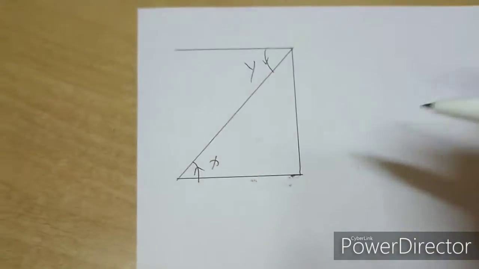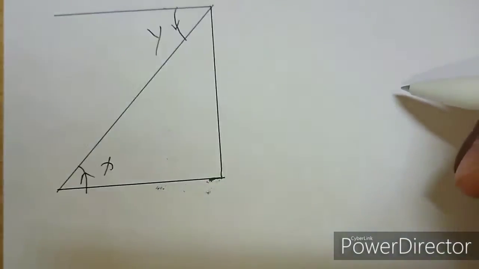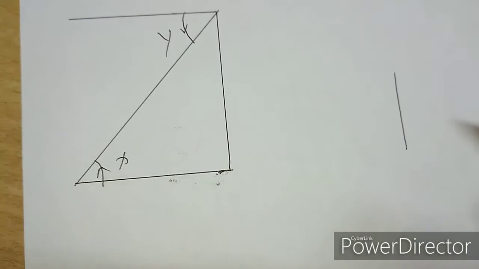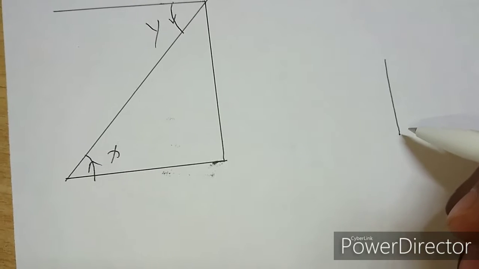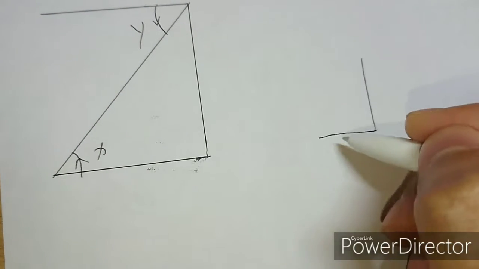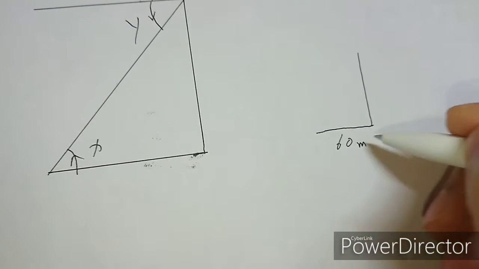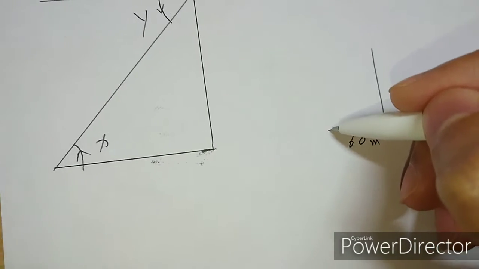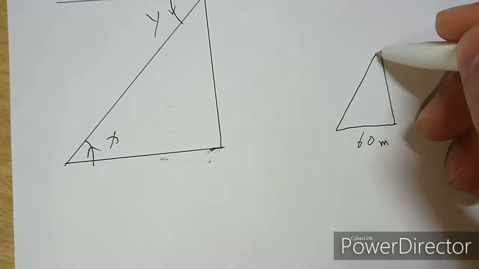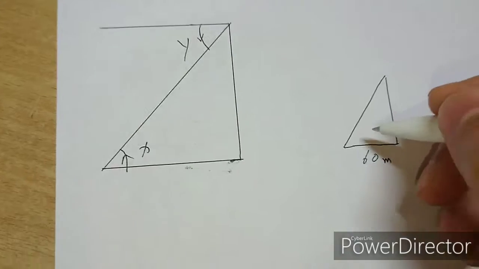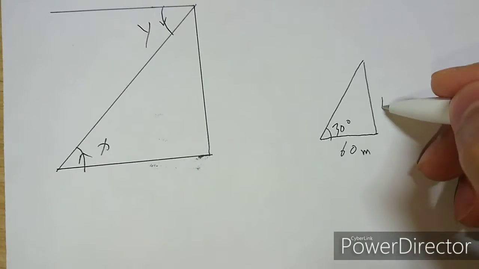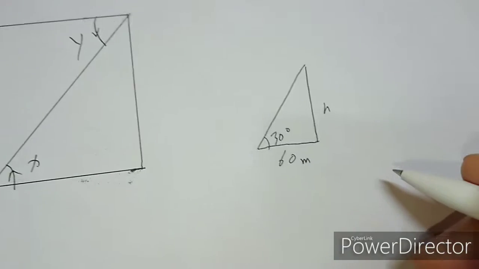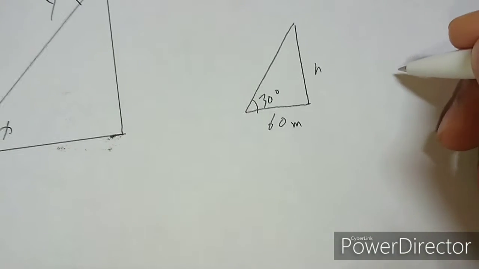Okay, now let's start with the simple problem. In this I have a tower, and 60 meters from its foot, the angle of elevation of the top of the tower is 30 degrees. You have to find the height of the tower. It's a very simple problem. You can apply the tangent of 30 degrees.